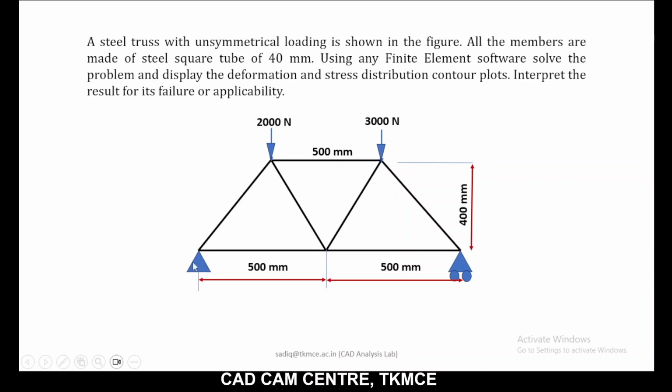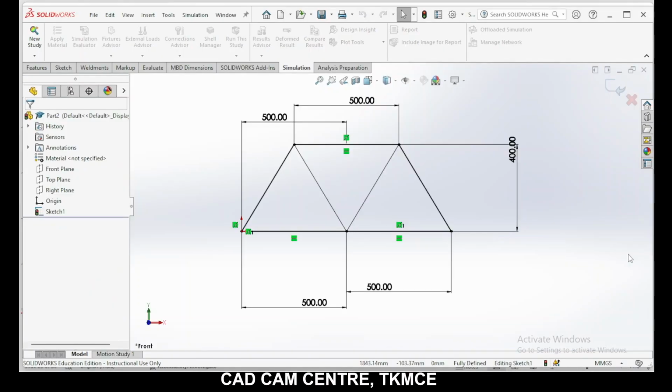Here it has got a hinge joint. Here it has got a roller support, and forces 2000 Newton and 3000 Newton are acting on these nodes. How will we do it with SolidWorks? By using the SolidWorks environment, I have developed this particular line. These dimensions are designed based on the given dimensions.